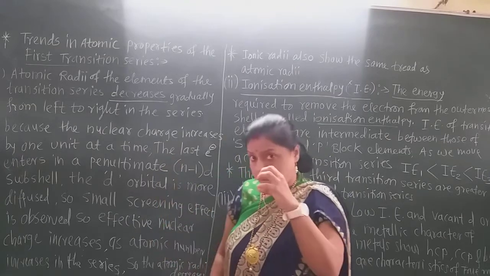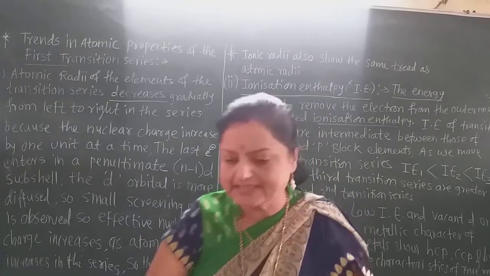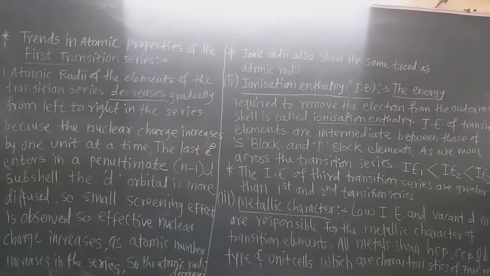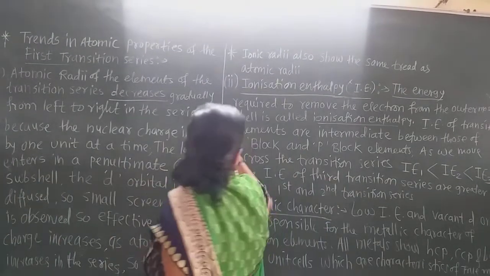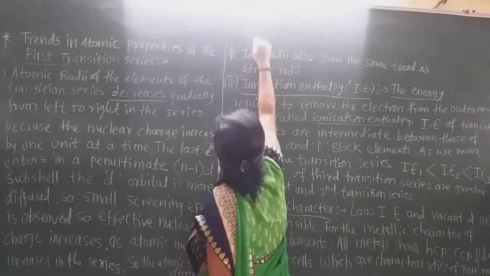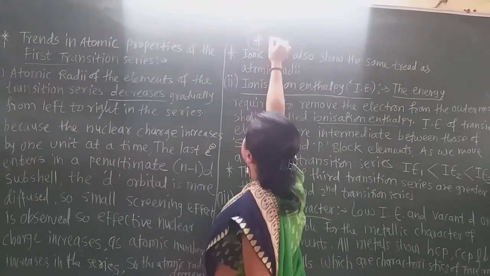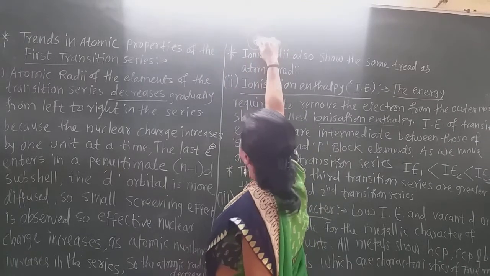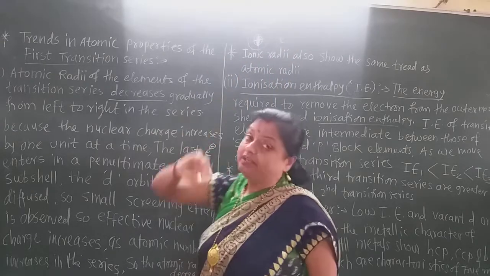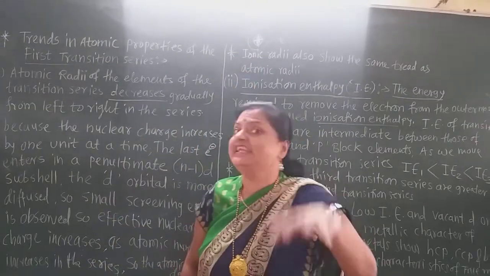It is not like the s orbital. The s orbital is circular, what we call a spherical orbital. Suppose there is a positively charged nucleus. Due to the s orbital, the force of this nucleus does not go strongly to the outermost shell electron. That means the s orbital has a great screening effect.